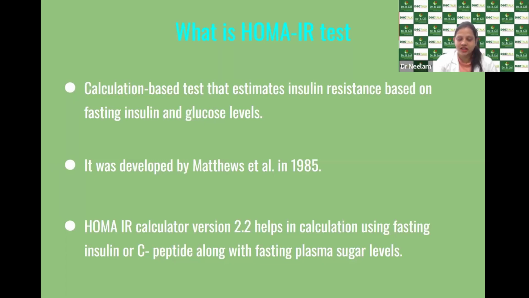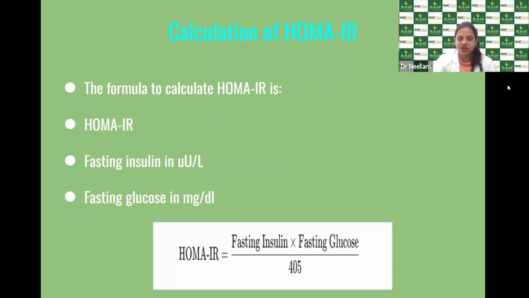So, HOMA-IR determines the IR, with a calculator version, which is 2.2, which calculates using fasting insulin or C-peptide along with fasting plasma sugar levels. The formula is given in the screen share. So we are using fasting insulin and fasting glucose.